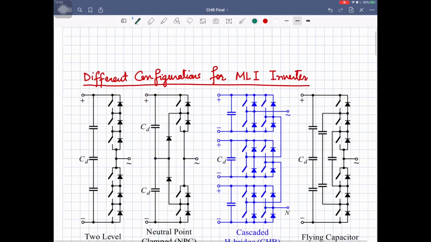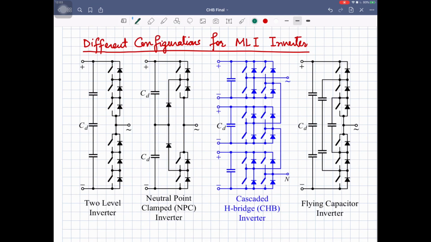Okay, so now let's move towards this slide. This slide shows different configurations which are used for multi-level inverters. The first one is the diode clamped configuration. This is the two-level inverter, meaning it will provide two voltage levels in the positive as well as in the negative direction. The second configuration is the neutral point clamped inverter. The circuit diagram for that is shown in front of you.